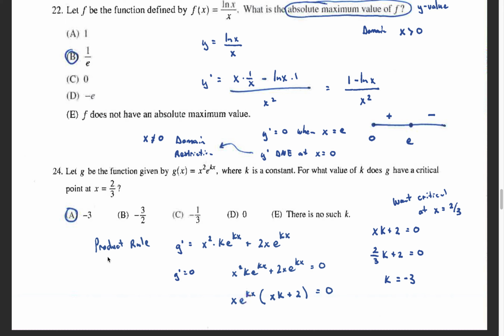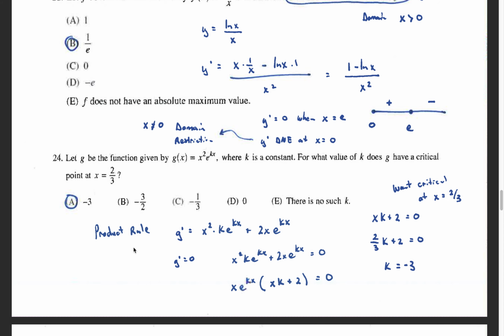Okay, we want a critical point to occur at a certain x value, and we want to find k that makes that happen. So we want to figure out where the derivative is equal to 0, or derivative not existing. In this case, it's equal to 0. So I used product rule on g to find g prime. I set g prime equal to 0, and I want it to be 0 when x is 2/3. So I'm just plugging in x of 2/3 into the function and finding k that makes it 0.